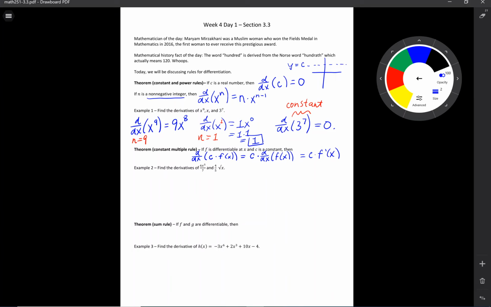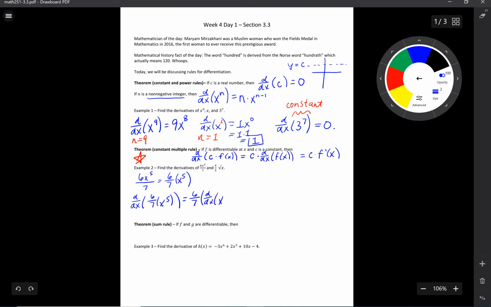So let's use this rule in order to find the derivatives of 6x to the power of 5 divided by 7, and 4/5 square root of x. So if I look at 6x to the power of 5 divided by 7, this is 6 over 7 times x to the power of 5 if we just bring our constant out. So if I take the derivative of 6/7 times x to the power of 5, according to this constant and multiple rule up here, I can bring this 6/7 out in front and then take the derivative of x to the power of 5.